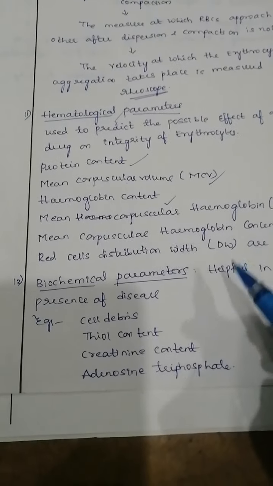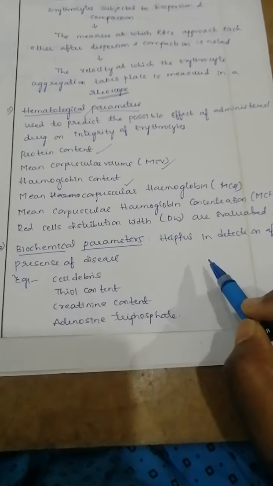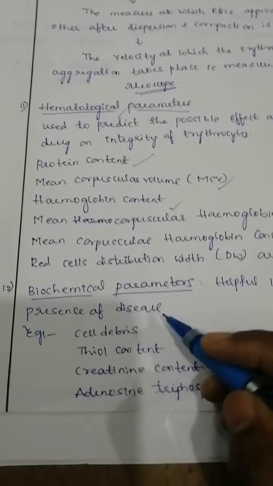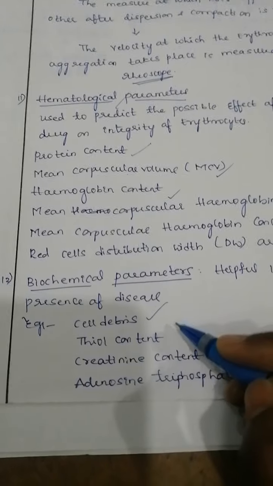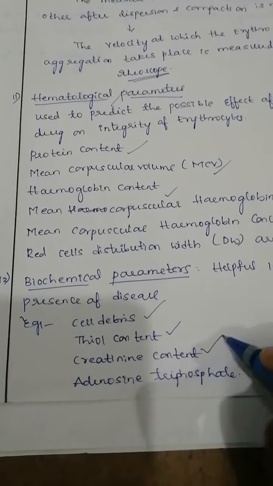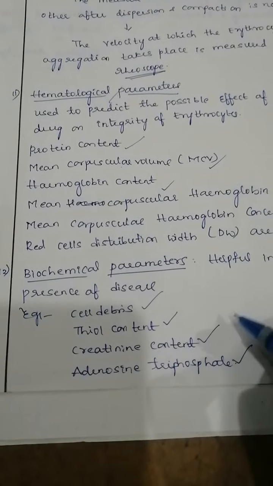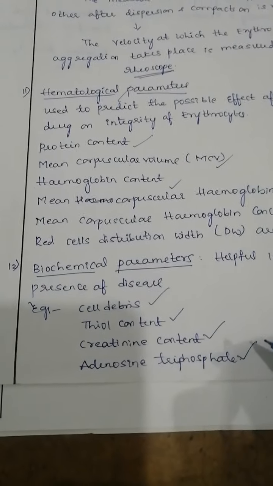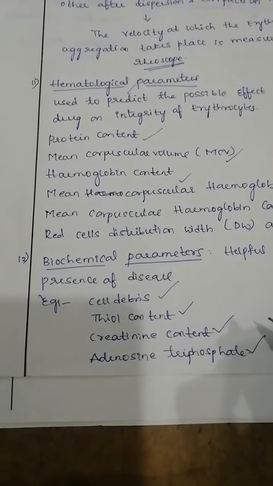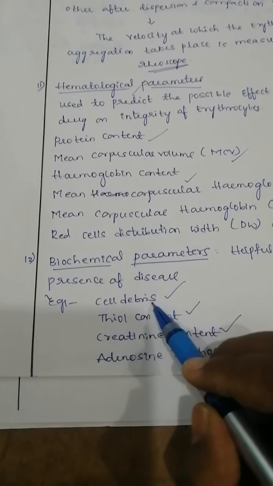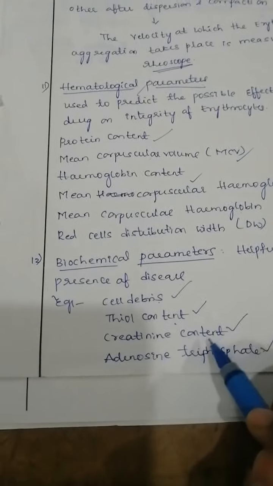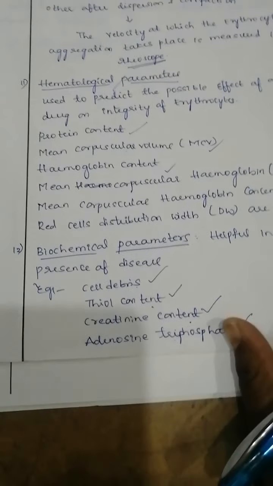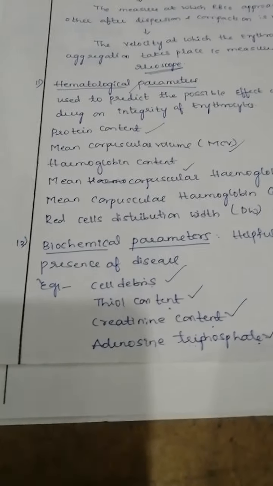Next one is the biochemical parameters. These are used to detect the presence of disease. If the disease is present, then what is the fate of the cell debris, thiol content, creatinine content, and adenosine triphosphate? If these alterations are there, there is a chance of getting the disease. So we have to check that cell debris should not be there, thiol content should be minimum, creatinine content should be in range, and adenosine triphosphate should also be in range. So you have to check all these biochemical parameters.